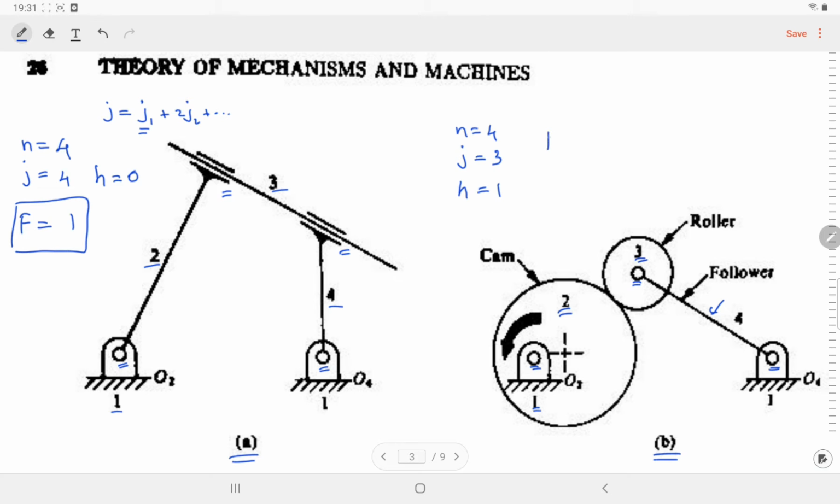Now what is F? F is equal to 3 into n minus 1 minus 2J minus H, which is equal to 3 into 3 minus 2 into 3, which is 6, minus 1, which is equal to 9 minus 7, which is equal to 2. So it has 2 degrees of freedom.